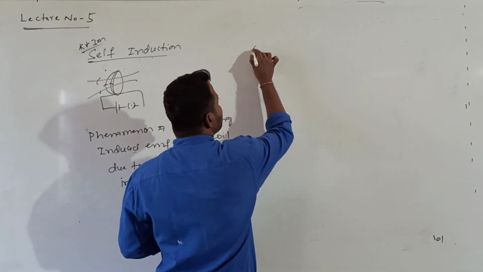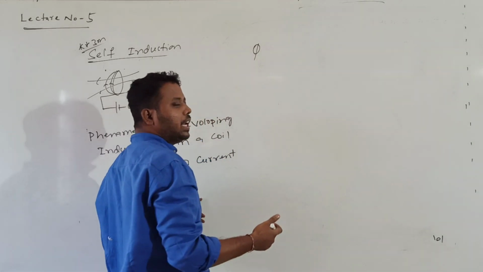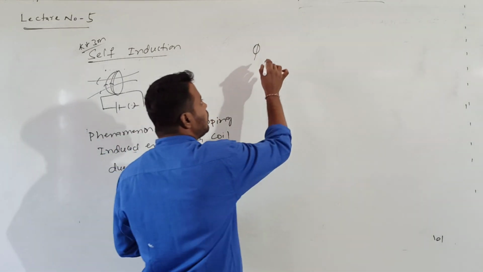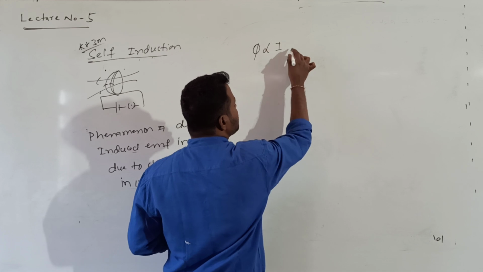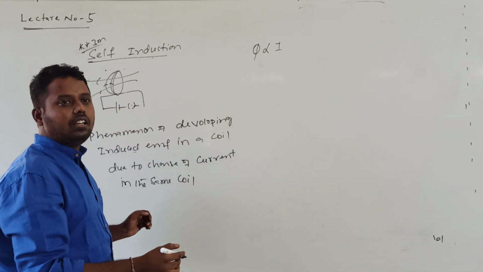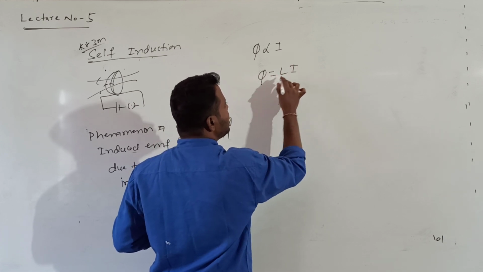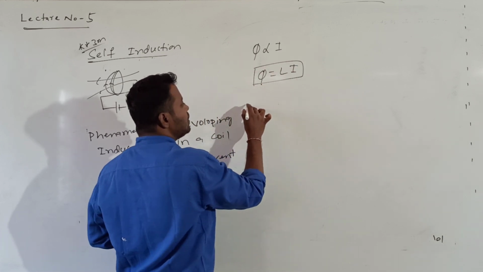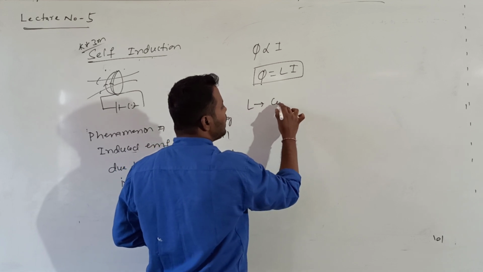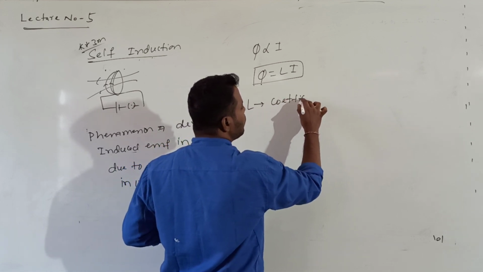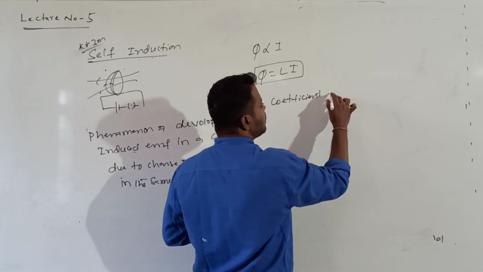Now you tell me. The flux linked with the coil. Here there is no need of writing primary and secondary, only one coil. The flux linked with the coil is directly proportional to the current passing through the coil. To remove the proportionality, we need one constant. That constant is given by L. L is called the coefficient of self-induction.